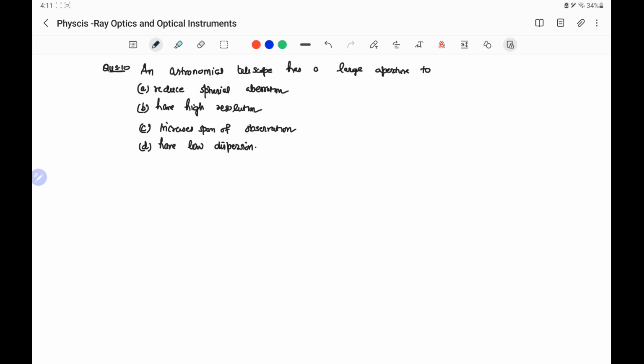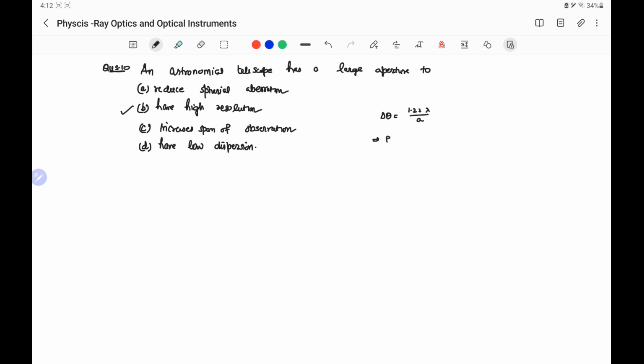10th question is, an astronomical telescope has a large aperture to: option A, reduce spherical aberration; option B, have high resolution; option C, increase span of observation; and option D, have low dispersion. And option B is the correct option because angular separation delta theta is 1.22 lambda by A, where lambda is the wavelength and A is the diameter of the lens.